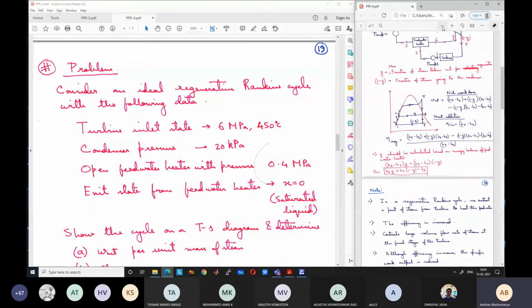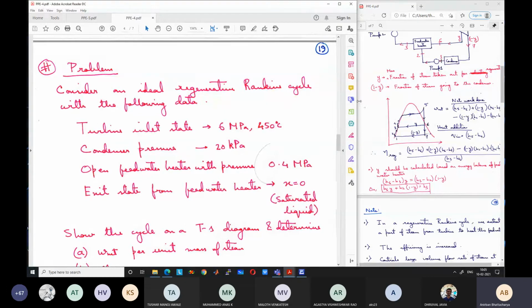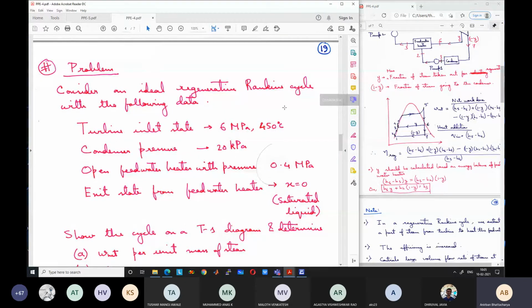We have an ideal regenerative Rankine cycle with a particular set of data. Ideal means there are no losses in the turbine or the pump. So their isentropic efficiency is 100% and there are no pressure losses also, like what we have studied here. If there were losses, we would also have to account for them, and we have studied in the previous class how to do that in terms of the isentropic efficiency. So in this case, the isentropic efficiencies are 100%.